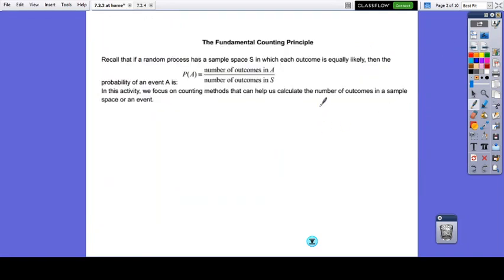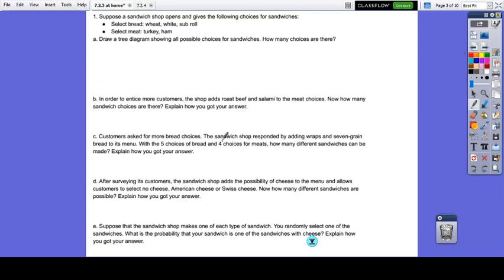Okay, so getting into this, we're talking about the fundamental counting principle. Recall that if a random process has a sample space S in which each outcome is equally likely, then the probability of event A is P of A, the number of outcomes in A over the number of outcomes in S. That's how we can find our probability. In this activity, we're going to focus on counting methods that can help us calculate the number of outcomes in a sample space or an event. So to be able to find this top number or this bottom number, that's what we're going to be working on today.